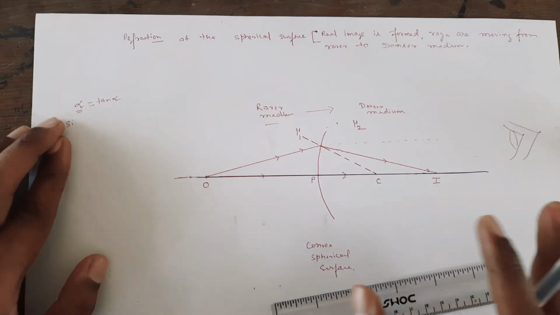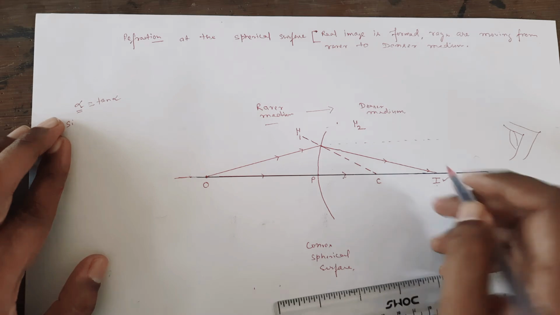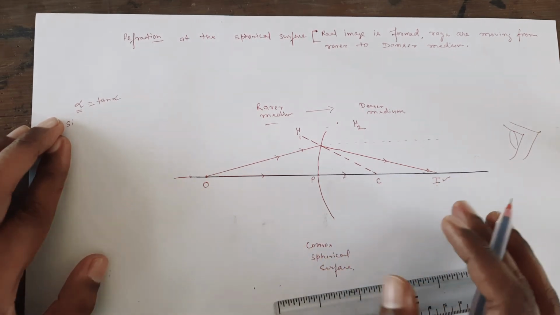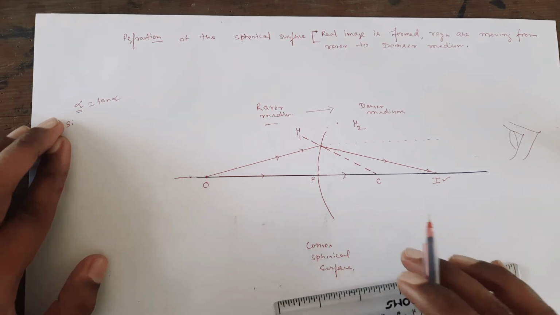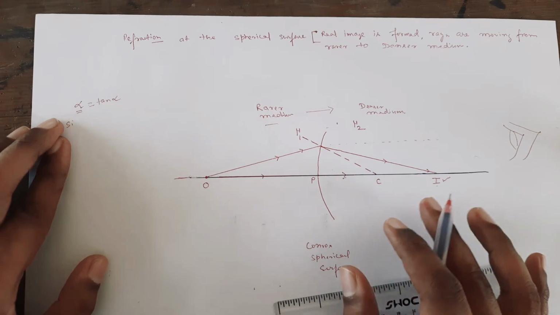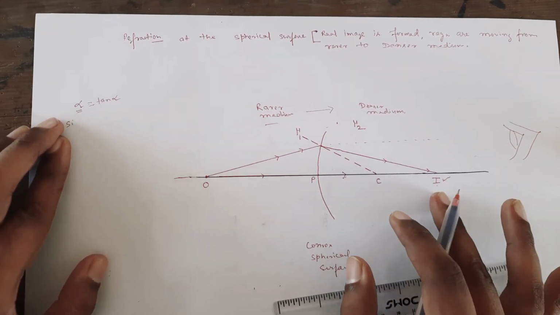So there are two possibilities. In the first case the real image is formed, and in the second case the virtual image is formed. We will go through both, in detail. But right now we will try to find out the relation for the real image.